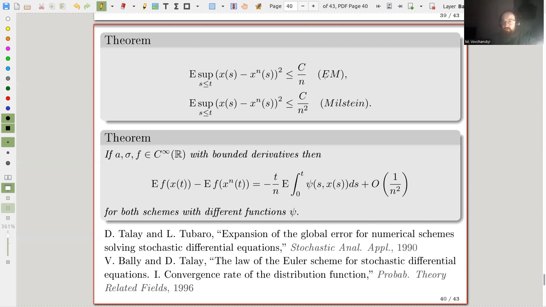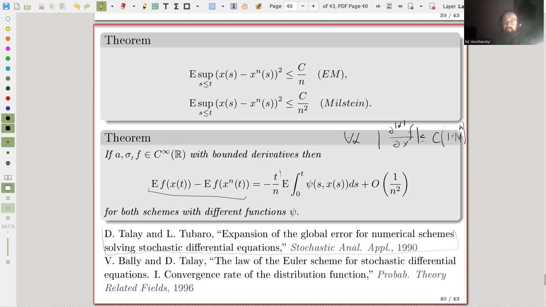However, there are two very interesting results. The first one by Talay and Tubaro, the second by Bally and Talay. I will be speaking about the first one. It says the following: if our function f is good enough, and f also should have the property that for any alpha, the derivative of f is less than some constant times 1 plus |x| to some power m, so all derivatives of f grow polynomially, and sigma should be smooth with bounded derivatives, then this decomposition of the weak error holds.